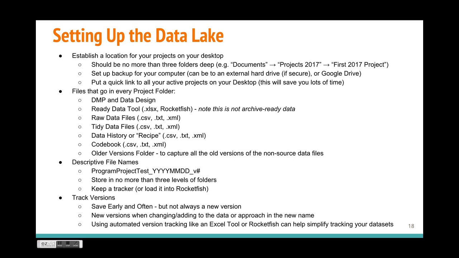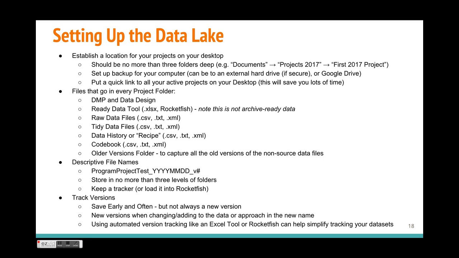In addition, you should always have your most recent raw files, tidy data files, data history, and codebook, and they should be in open formats. So CSV, text, XML, as long as it can be parsed and read by a search engine, it's good to go. And then lastly, you're going to have an older versions folder. Frankly, you don't want all those versions that you create to be cluttering up your top level project folder. You want to put all those older versions into the older versions folder so that your project folder stays nice and clean.